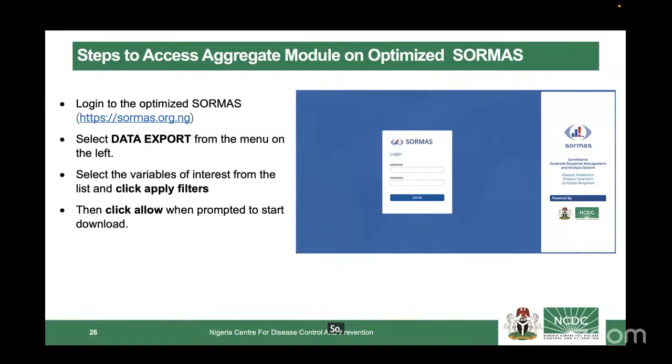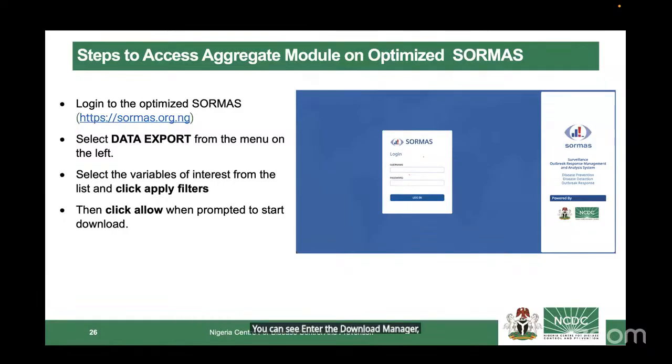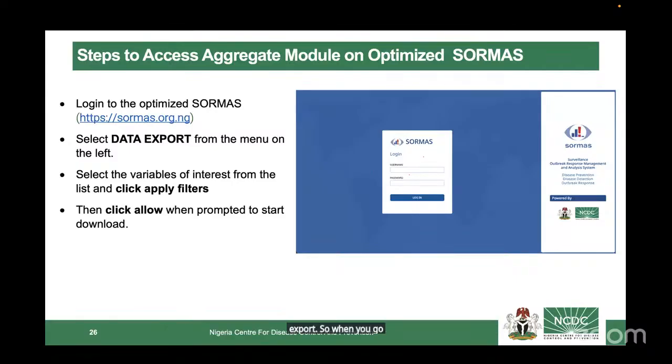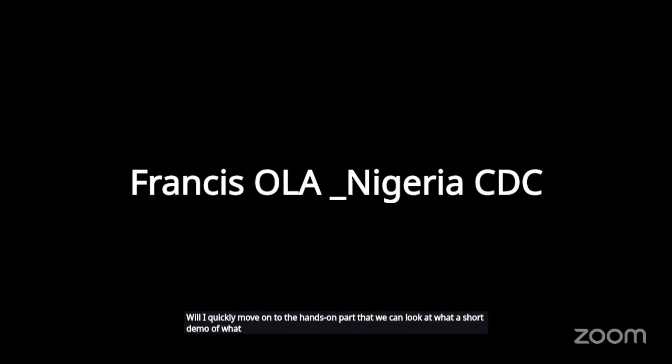So this is just a landing page of what we have on the download manager. As you all know, the download manager is your user entry, just the way we have it previously. You can enter the download manager through this URL, through the same SORMAS app. Then the major menu for the download manager is the data export. So when you go in, you can see some variables you want to extract. You click that, filter, and prompt the download. So will I quickly move on to the hands-on part? Then we can look at a short demo of what the download manager is all about.